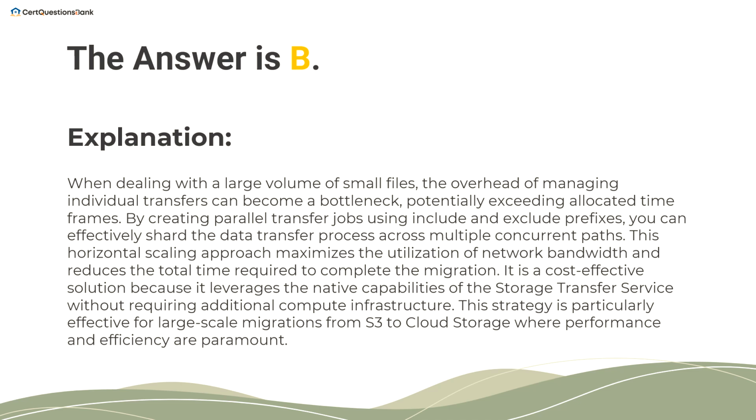When dealing with a large volume of small files, the overhead of managing individual transfers can become a bottleneck, potentially exceeding allocated time frames. By creating parallel transfer jobs using include and exclude prefixes, you can effectively shard the data transfer process across multiple concurrent paths. This horizontal scaling approach maximizes the utilization of network bandwidth and reduces the total time required to complete the migration.